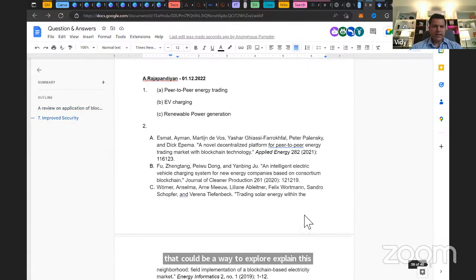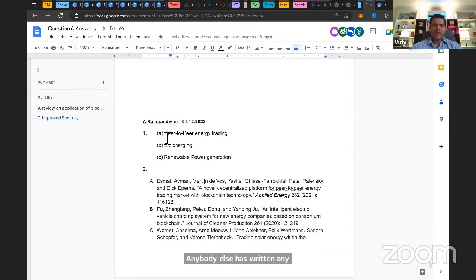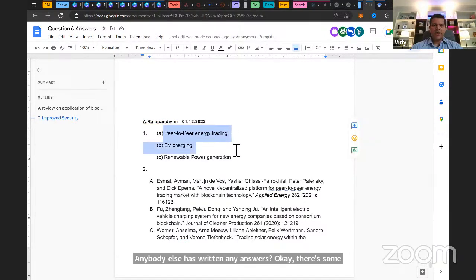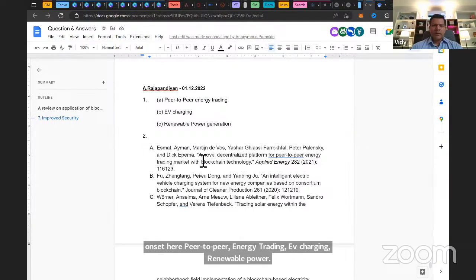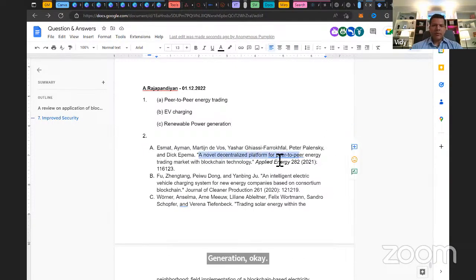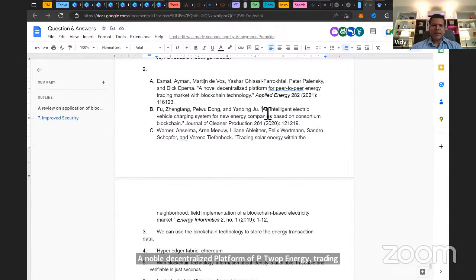Anybody else has written any answers? Okay, there is some answer here. Peer-to-peer energy trading, EV charging, renewable power generation. Okay. A novel decentralized platform of P2P energy trading with blockchain. That's nice. 2021, which is a new paper. An intelligent electric vehicle charging system for new energy companies based on consortium blockchain. 2020. Okay.